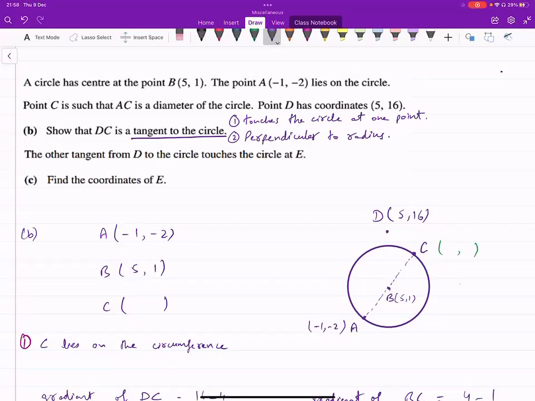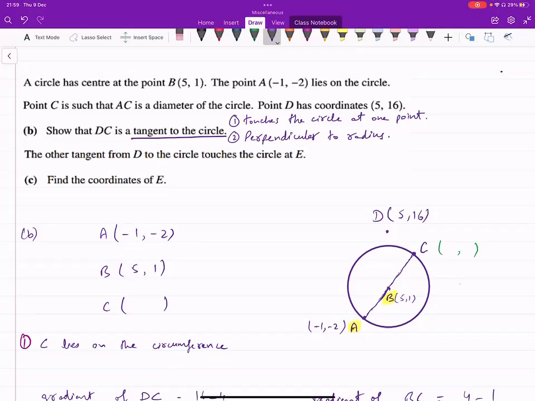Okay, let's think about this. So I've drawn the circle here on the side. There's a point B that is the center. So B is the center of the circle. You can see that there. A is a point that lies on the circumference. It's somewhere on the circumference. AC is the diameter. If AC is the diameter, what that means is C is going to be on the other side of the circle as A.